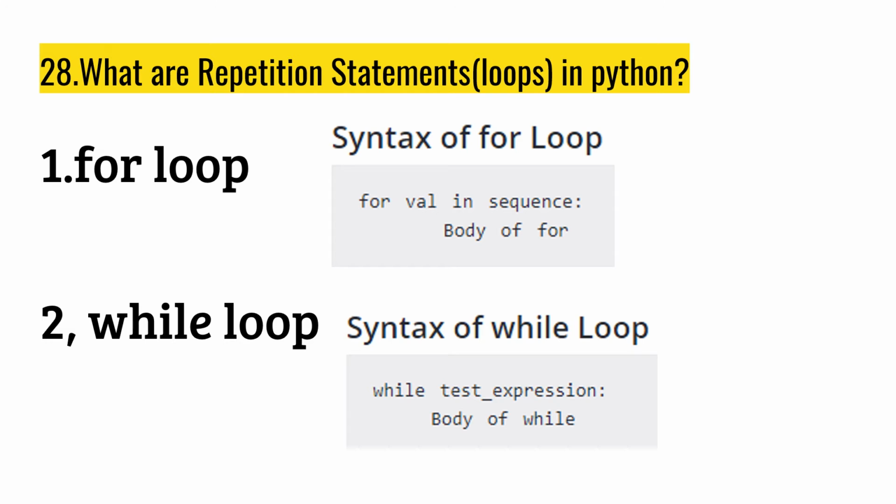While going with a while loop, we check whether the condition is true. Until the condition is true, the body of the while loop is executed. Once the condition fails, it goes to the next line. So that is the difference between a for loop and a while loop.